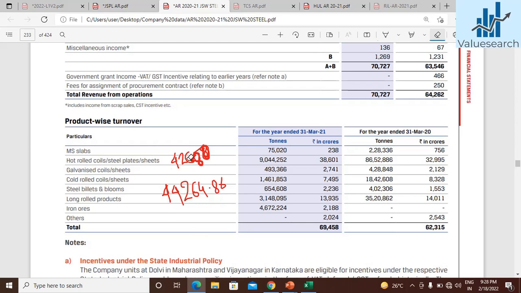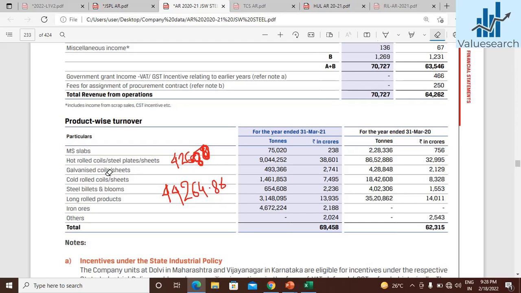So like that, you can analyze what is their most expensive product, what is the least expensive product in their product portfolio. Now what is the point? Why should we be even concerned about these things?